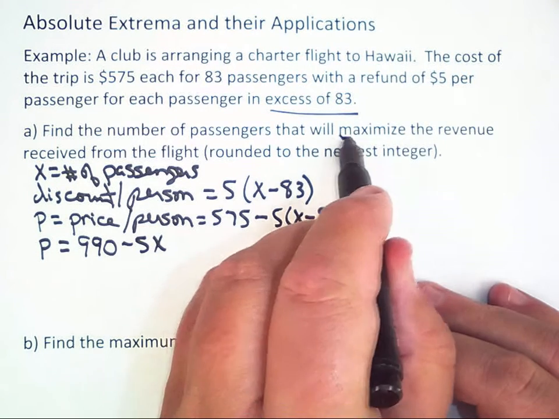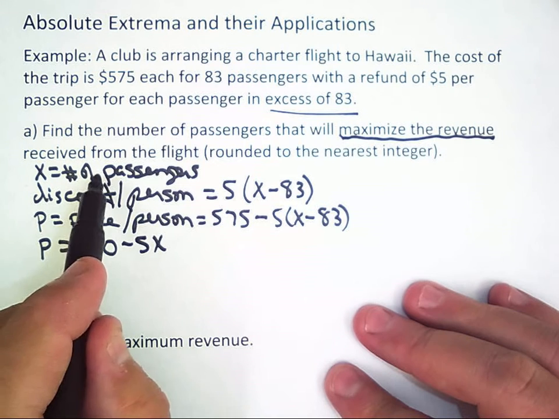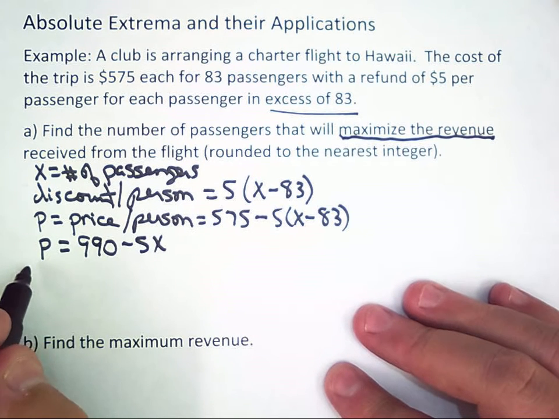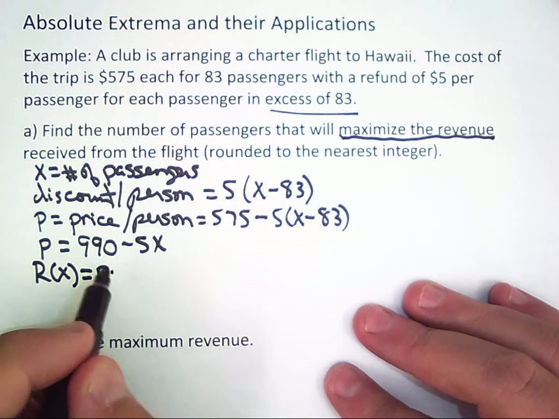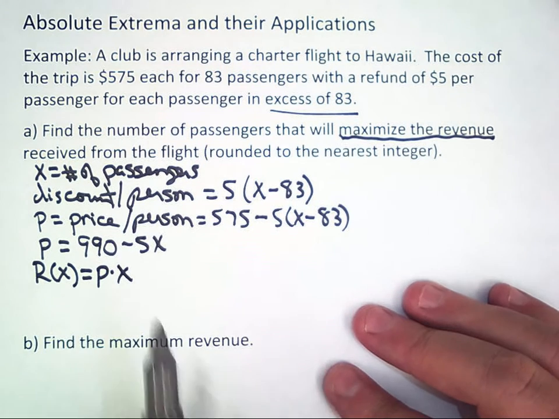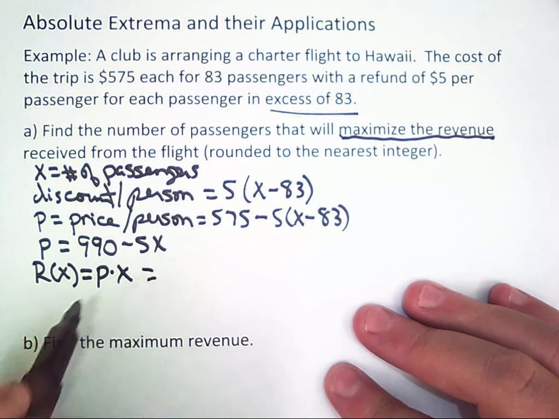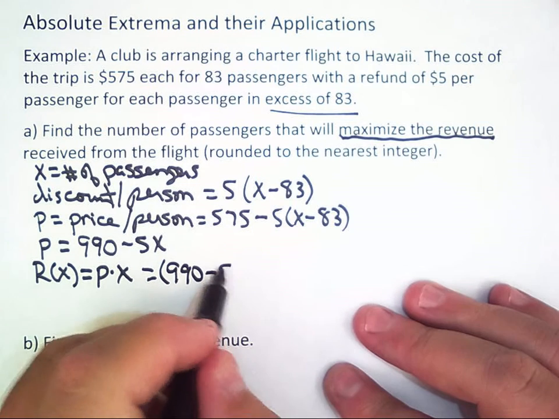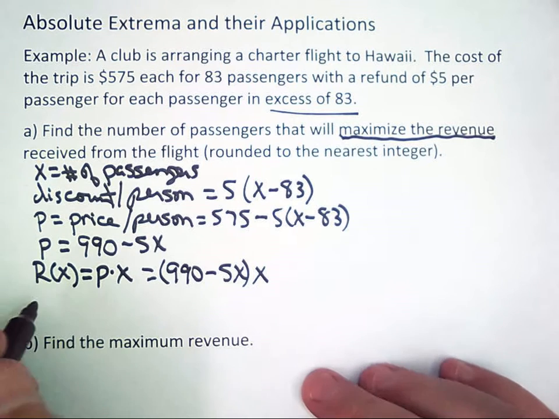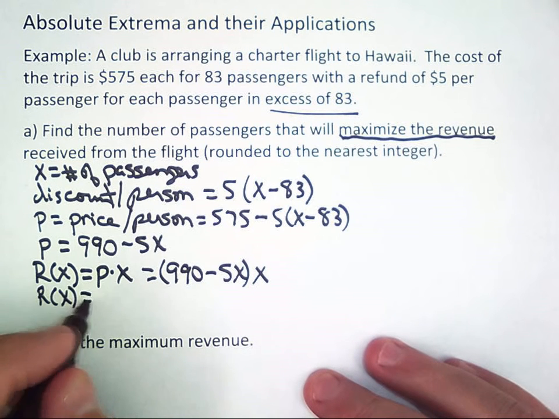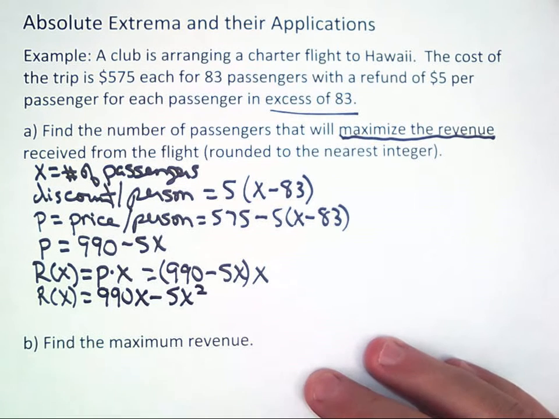But we're trying to maximize the revenue. Now the revenue is the price per person times the number of people, or the price per passenger times the number of people. We typically use capital R of X for revenue. The revenue is the price per person times the number of people that go. Well, we just calculated this little p just above, so the revenue function would be 990 minus 5x multiplied by x, which if you simplify it becomes 990x minus 5x squared.